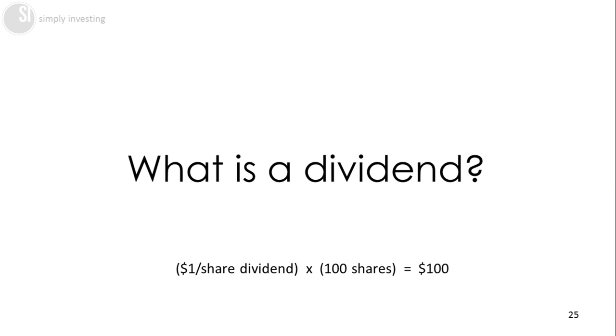For example, if a company is paying out $1 in dividends per share, and you own 100 shares, you're going to receive $100 cash every year for as long as you own those shares and as long as the company pays out the dividends. So for example, if you own 1,000 shares and the dividend is $1 per share, you're going to receive $1,000 every year, cash, as long as you own those shares and as long as the company continues to pay out the dividend.